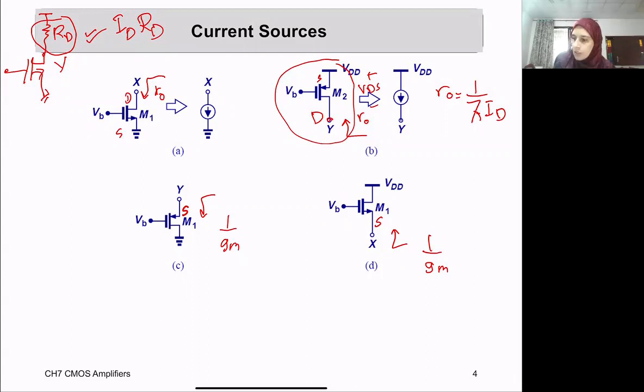Now, if you are interested, we can also later prove this part. If we look from the source side, we can see 1 over gm impedance.